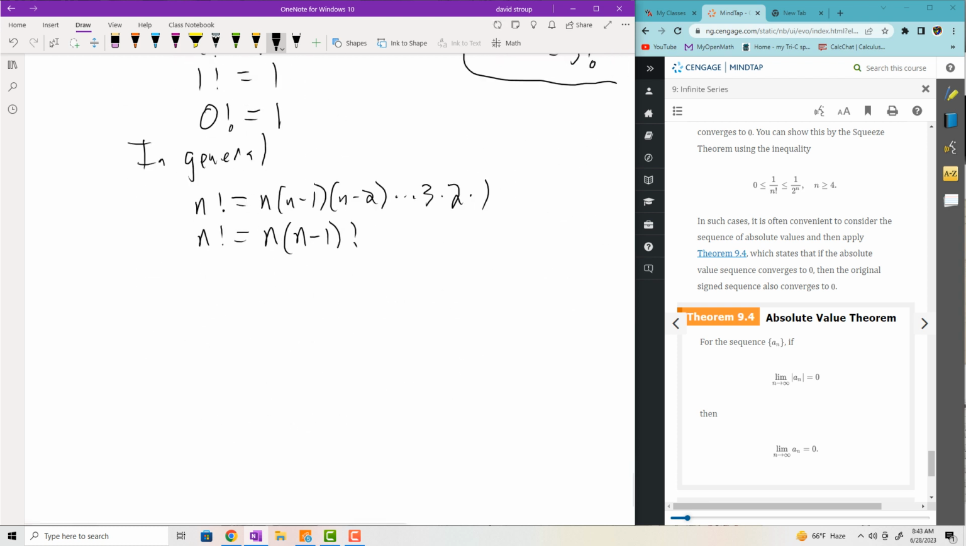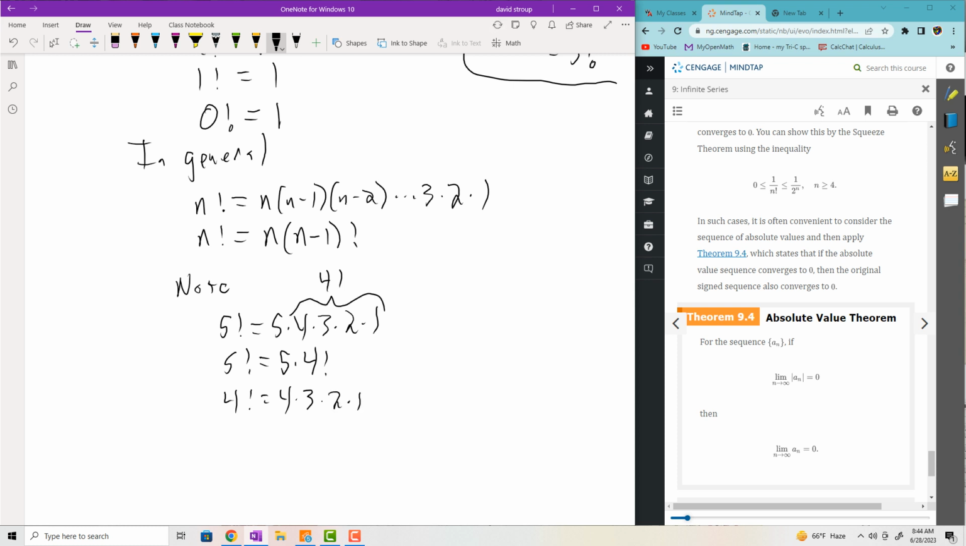Okay. If that's not clear, note 5 factorial can be written as 5 times 4 times 3 times 2 times 1, but really that's the same thing as 5 times 4 factorial, because 4 factorial is just equal to 4 times 3 times 2 times 1, right? This thing right here is 4 factorial.